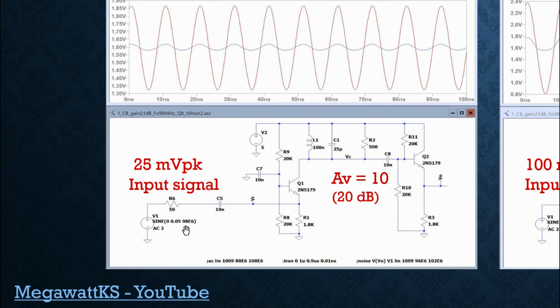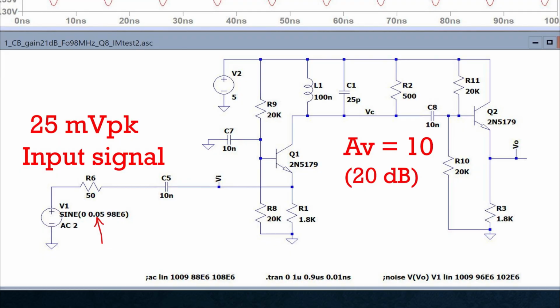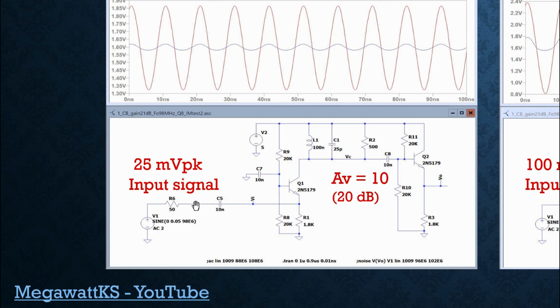It's currently configured at 98 megahertz, and 0.05 is the amplitude. Now I gotta make a comment here. It says 25 millivolt peak. This is actually the peak value of this sine wave source is 0.05. However, it is assumed that you would be driving into a 50 ohm load at this point.